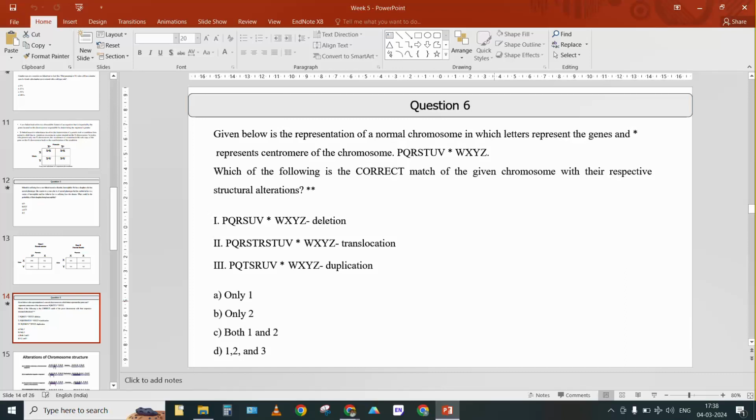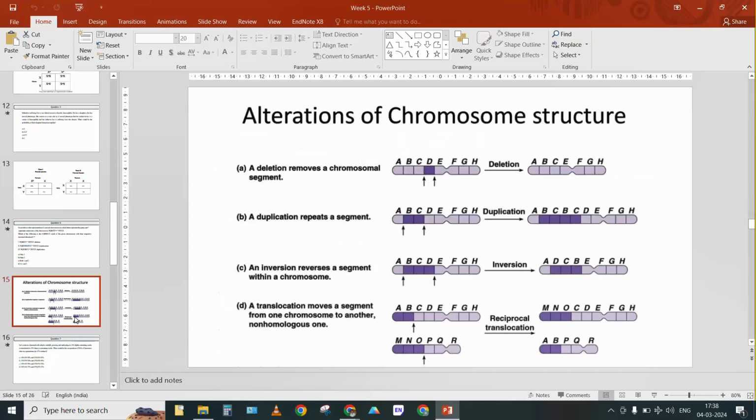So here one statement is called alteration in chromosome structure. We'll go through the theories first, then we'll come back to the question and look into this. The basic concept behind this question is alteration of chromosome structure.